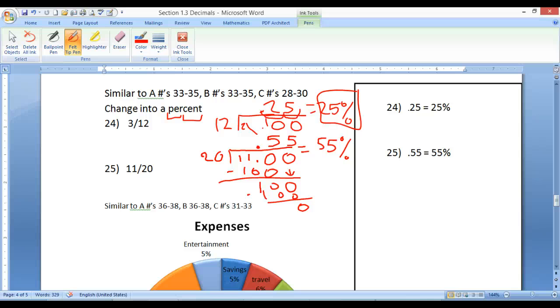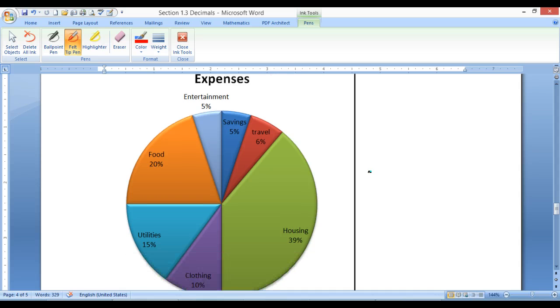As promised, here's part two. This is when we're given a chart and asked to find the amount.